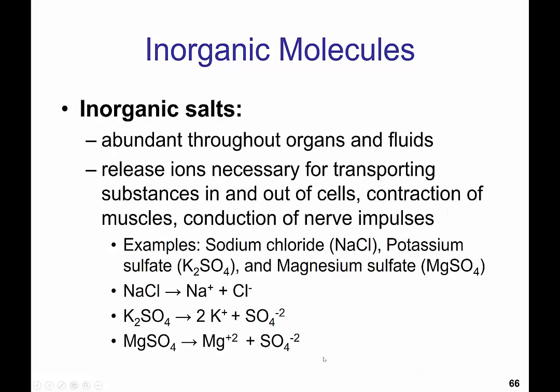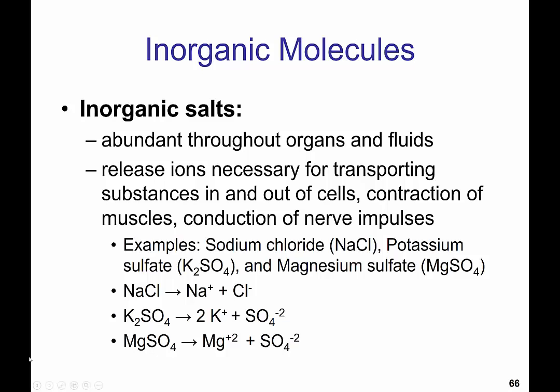Our last inorganic molecule to look at is inorganic salts. They're abundant throughout organs and fluids. They release ions that are necessary for transporting substances in and out of cells, contraction of muscles and conduction of nerve impulses, for example. Some examples of these salts include sodium chloride, potassium sulfate, and magnesium sulfate.